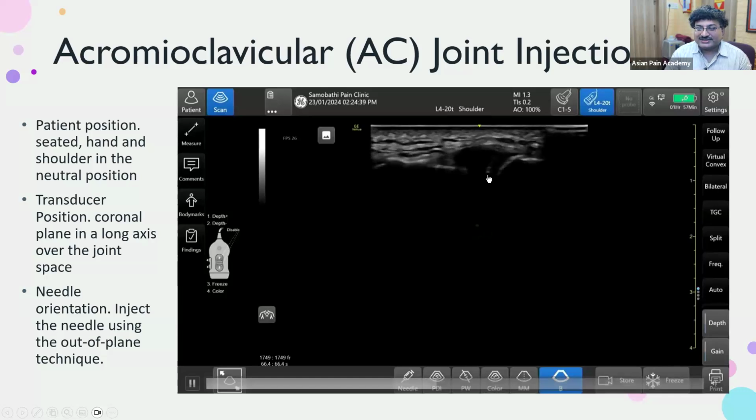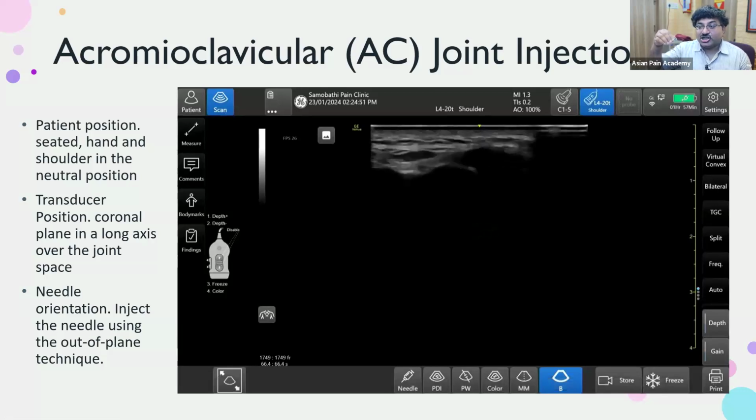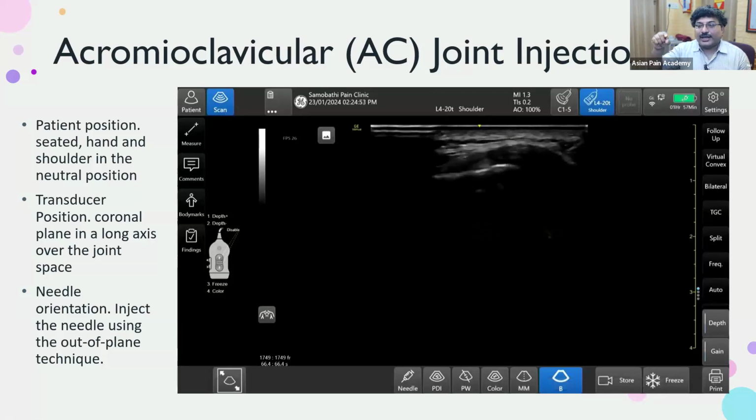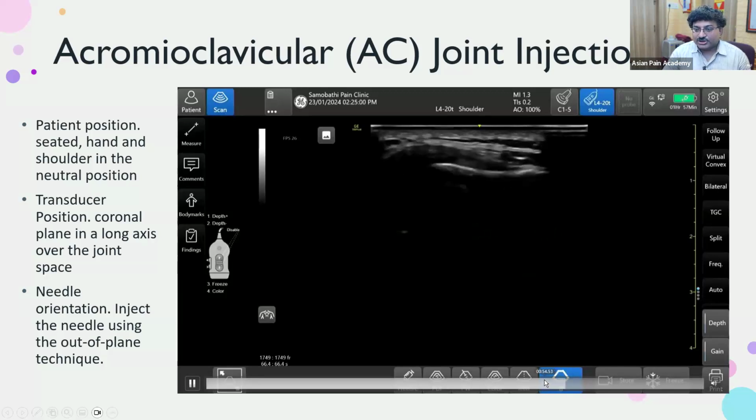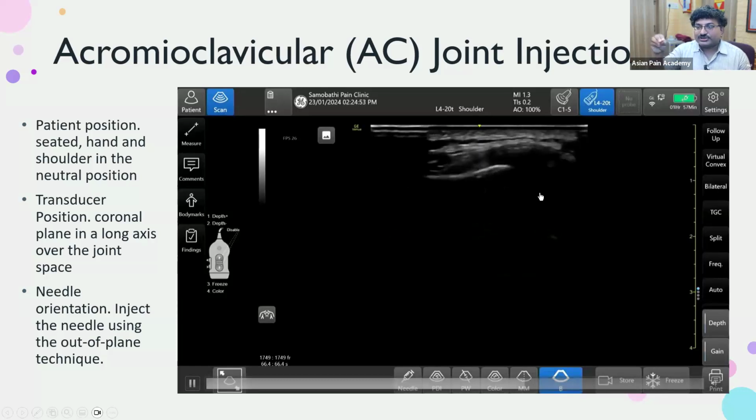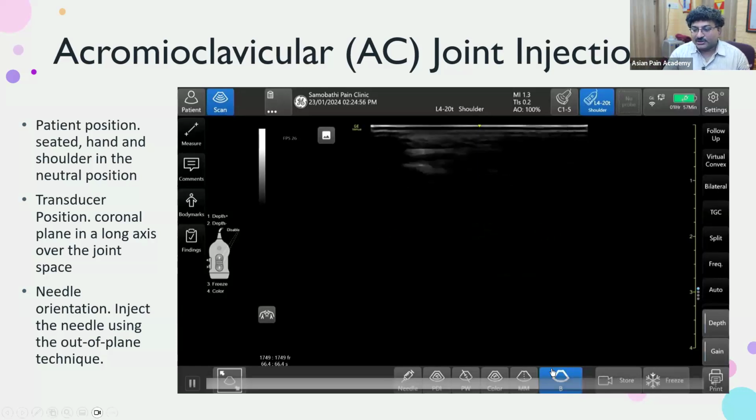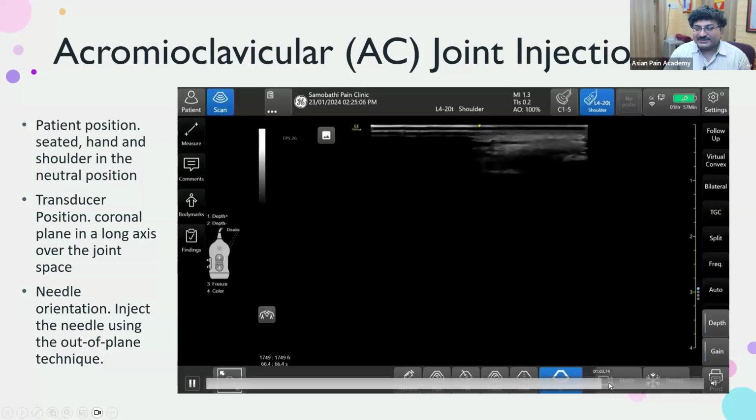Now see, here is the needle. Once you can see the needle within the joint, just at the tip of my cursor, you just have to find out whether the tip is inside. Because whenever you are doing any procedure in out of plane approach, you have to locate your needle tip. That is the most important thing. So within the joint, we should move and find out that the needle is vanishing within the joint, and if you go slightly posterior, the needle is coming. That means the needle tip is inside the joint.